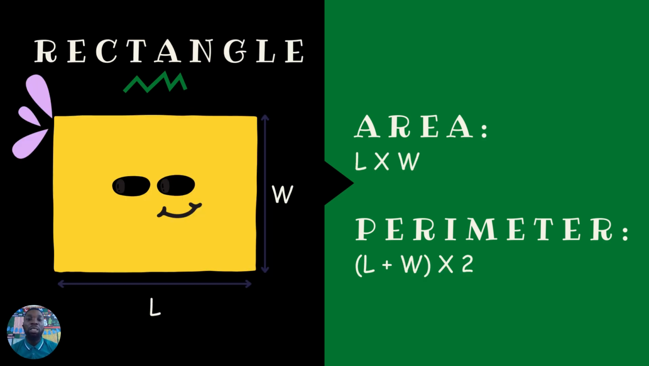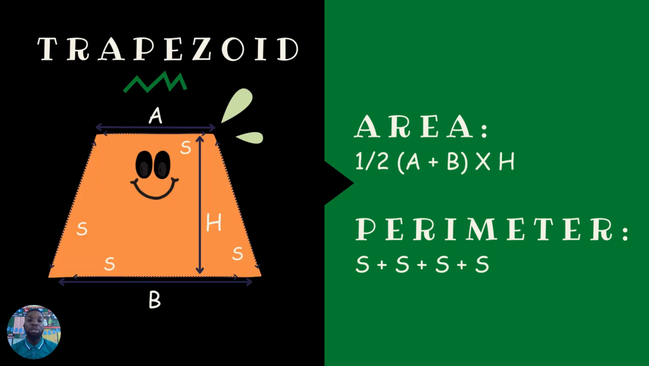Let's go to another shape. Here we are talking about the rectangle. A rectangle has two pairs of equal sides, that is the length and the breadth, popularly known as the width. The area of a rectangle is length times breadth or width. The perimeter, just like I said, is the total sum, that is length plus breadth plus length plus breadth. In similar fashion, you can have it as length plus breadth, close your brackets, multiply by 2. So that is for the rectangle.